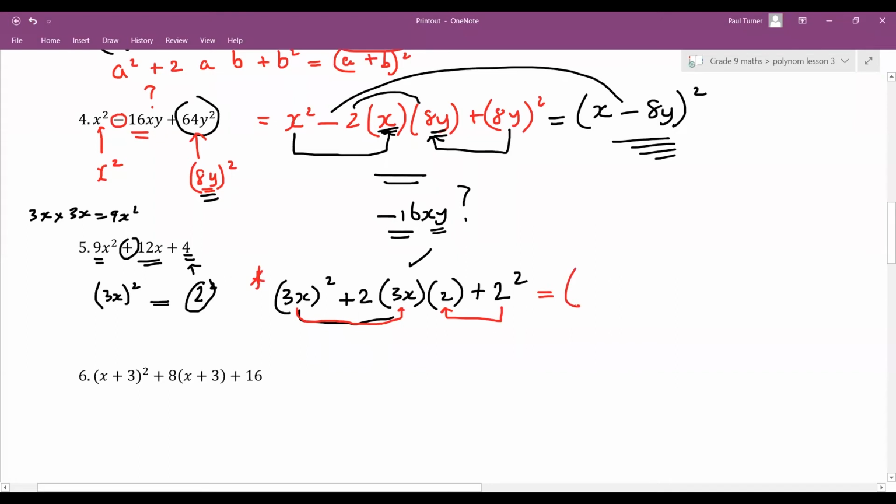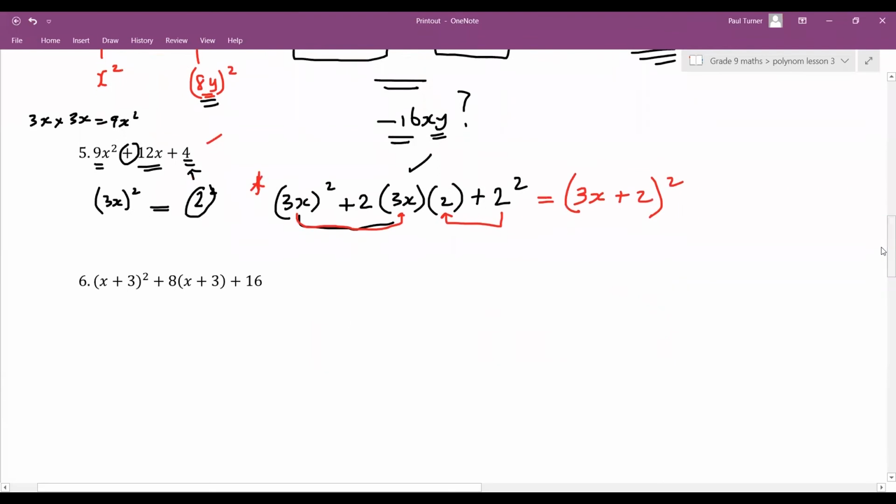Okay, so that final answer then would be a squared plus 2ab plus b squared is a plus b all squared. So if you multiply this out, you can check your answer that way. Okay. What about the next one? Looks a bit hard because you've got an x plus 3. But isn't it just done the same way? So this is already a square. So let's write it down.